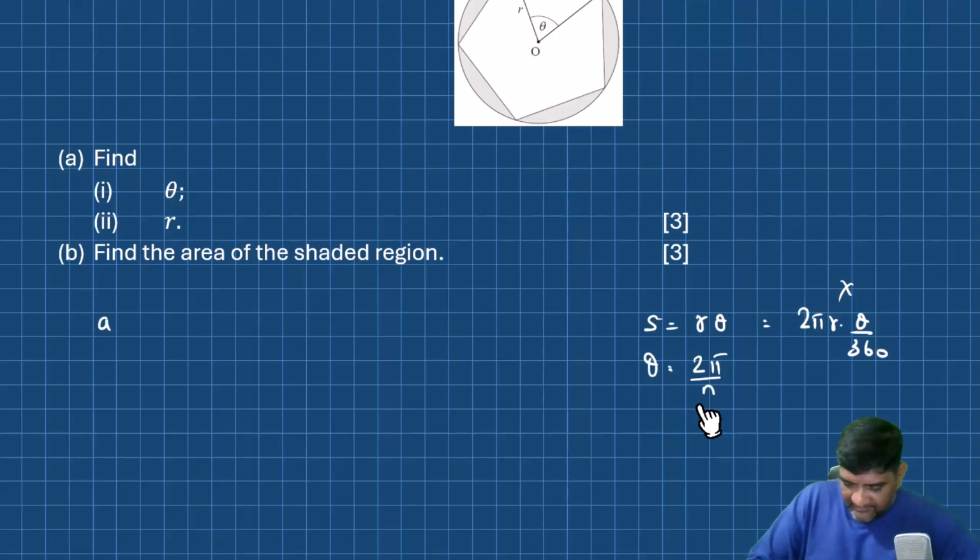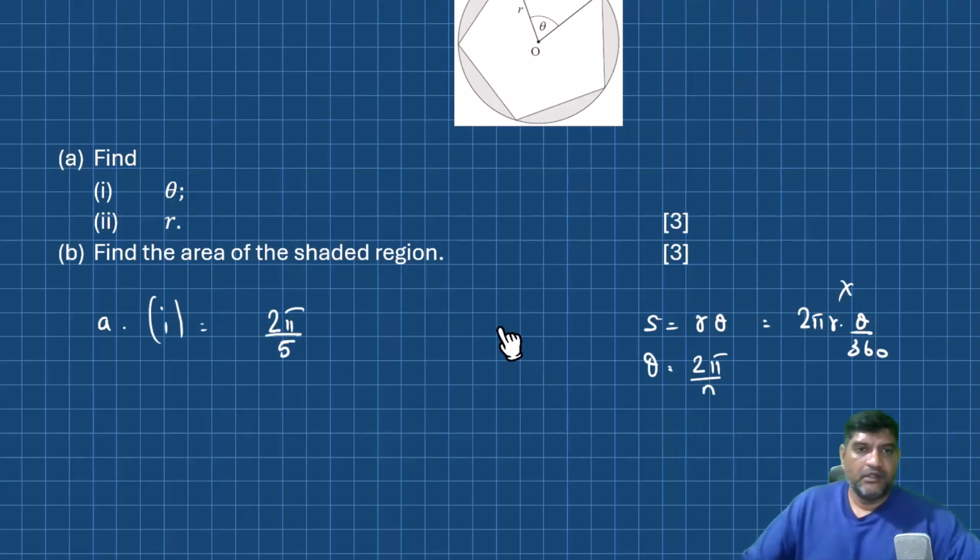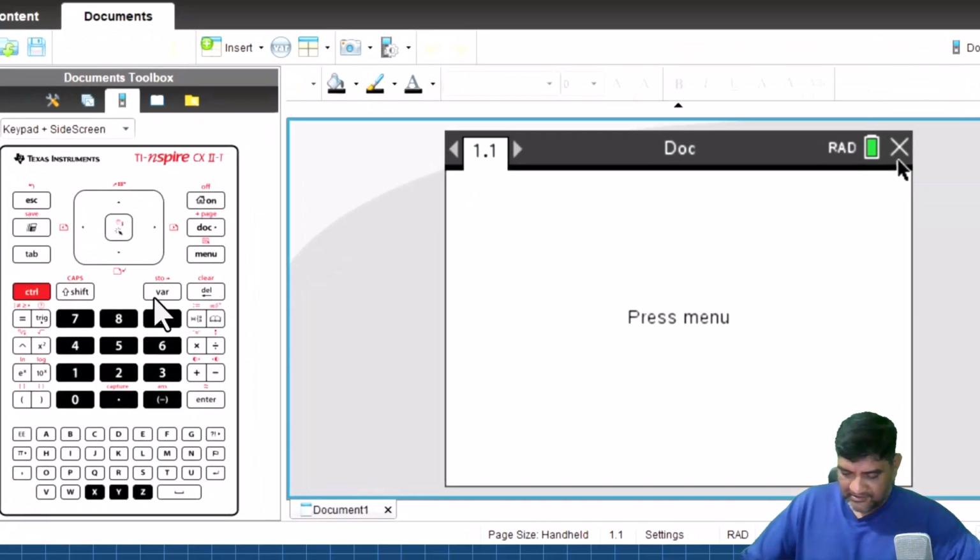So A, first part, is simply going to be equal to 2π by 5. I'm going to be using both TI and CG50 in this particular question. So students who are using CG50, please look at how it has been done on CG50, and people who use TI can look at how it has been done on TI. This is a very simple calculation, so let's go with that first.